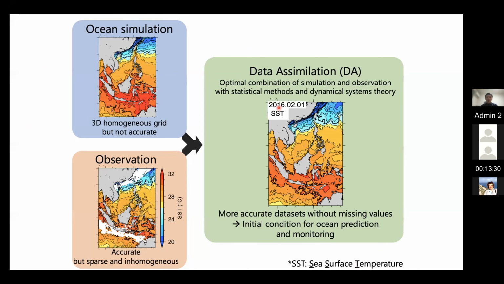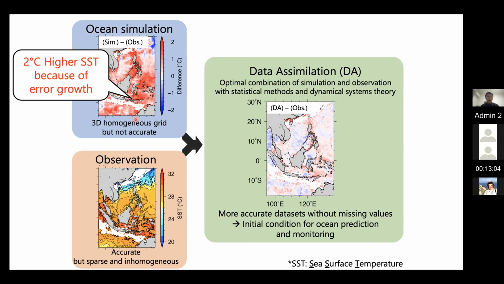So I would like to introduce what data assimilation is. Data assimilation can optimally combine simulations and observations with statistical methods and dynamical system theory. This is a snapshot of the sea surface temperature. The ocean simulation provides a 3-dimensional homogeneous grid, but this is not accurate. This is confirmed from the SST difference between the simulation and observations. We can see a 2 degrees Celsius higher SST because of the error growth over time.